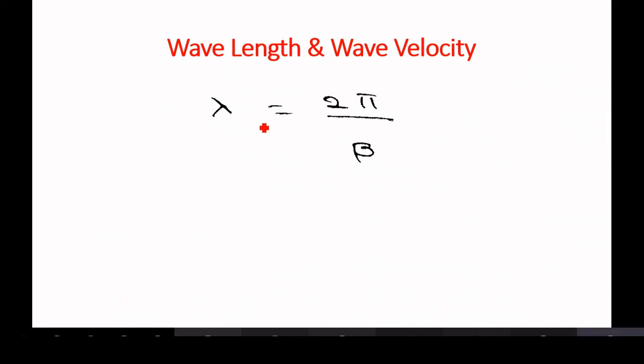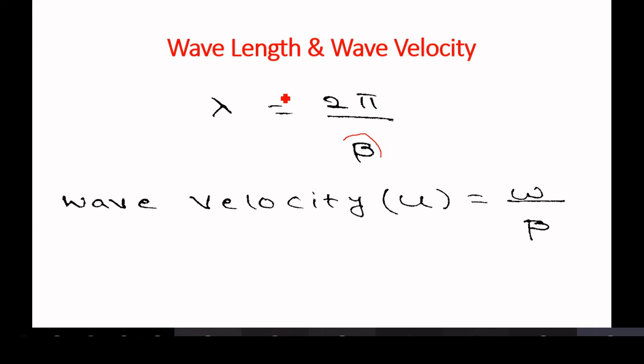Now the wavelength we can obtain from the phase constant by dividing 2 pi by beta. We will get the wavelength of the corresponding wave equation of the transmission line. So by dividing 2 pi by the phase constant, which we get from the propagation constant, we can get the wavelength of the wave equation of the transmission line.